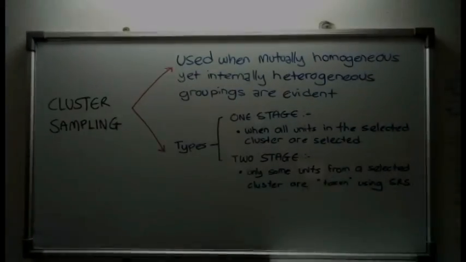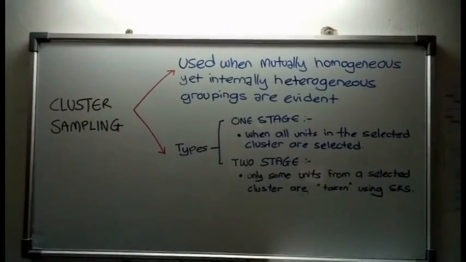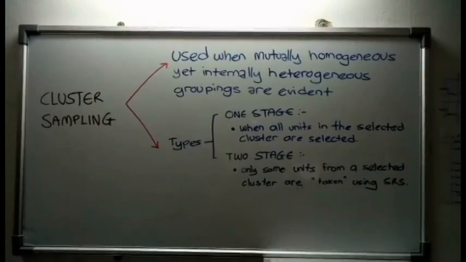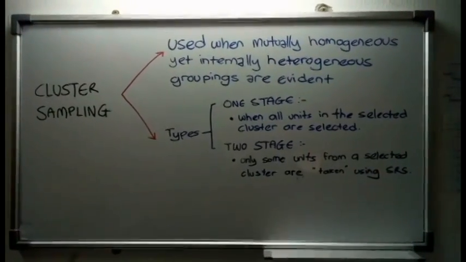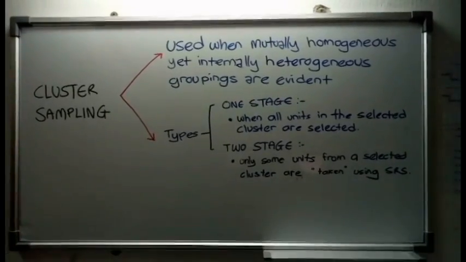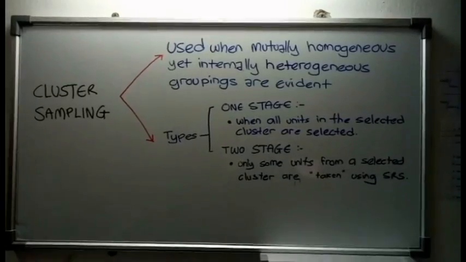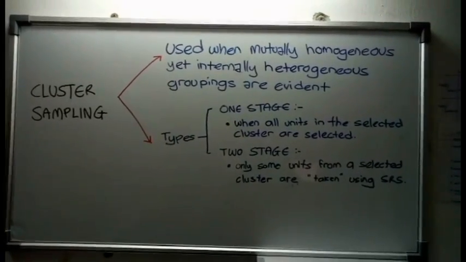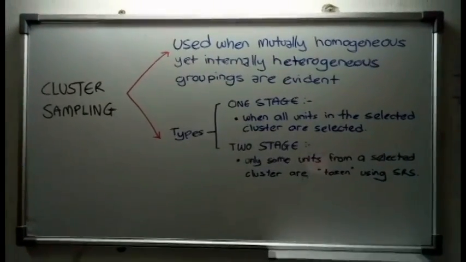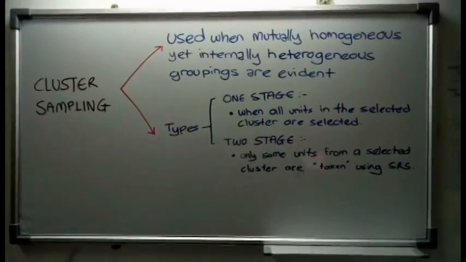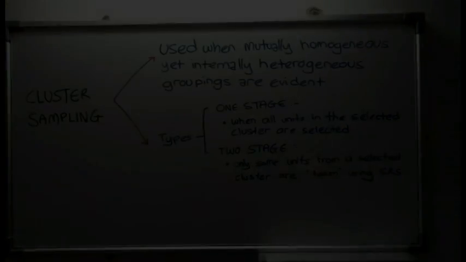Let's continue to cluster sampling. Cluster sampling is a sampling plan used when mutually homogeneous yet internally heterogeneous groupings are evident in a statistical population. There are two types of cluster sampling, one stage and two stage. One stage is when all units in a selected cluster are selected, while two stage is when some units from a selected cluster are taken using SRS or taken randomly.